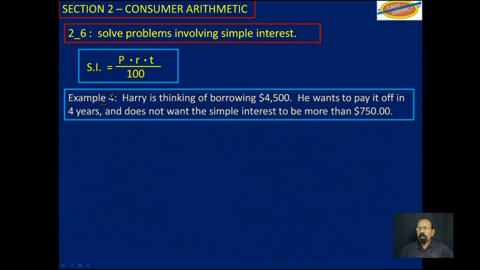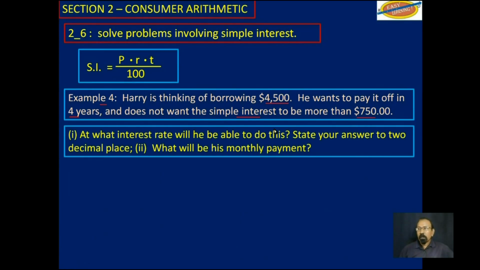Example 4. Harry is thinking of borrowing $4,500. He wants to pay it off in 4 years and does not want the simple interest to be more than $750. So we'll use that as our borderline. At what interest rate will he be able to do this? State your answer to 2 decimal places. What will be his monthly payment?